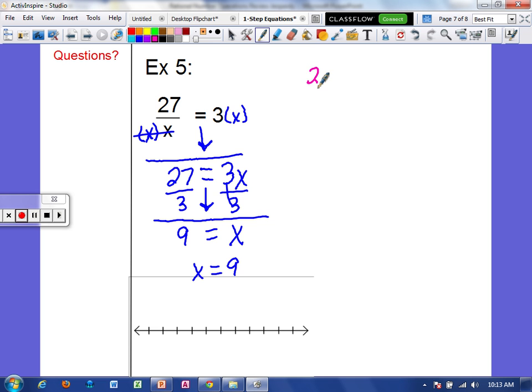Now let's check. So that means that 27 divided by 9 should equal 3. 27 divided by 9 is 3. The left and right sides are equal, and that checks out. And now I'm going to graph that. So I'm going to put 9 here, and then I'm just going to label in 2's. And if x equals 9, there will be a filled circle at 9.